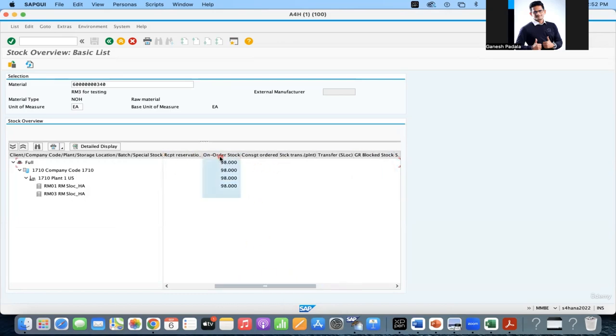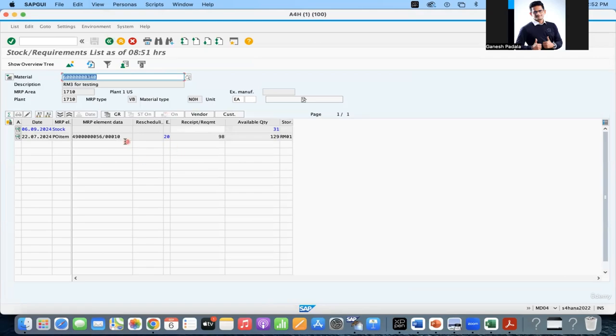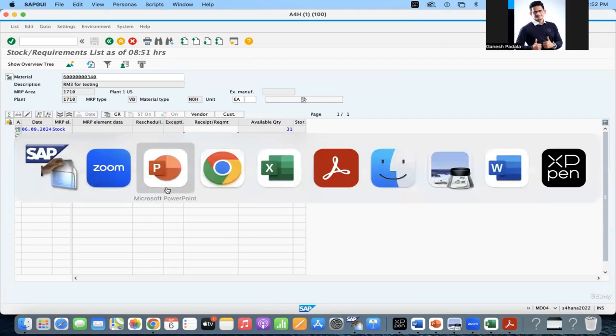So this is the way you need to check it. What is the use of that one? When you see it, what kind of documents would be available? Of course, if you use MD04, you can even go from here also. Go to Environment, Stock Requirement List, MD04. There also you can see there is a purchase order, 98 quantity still open. So this is the way you can understand what is scheduled for delivery and what is on order stock.